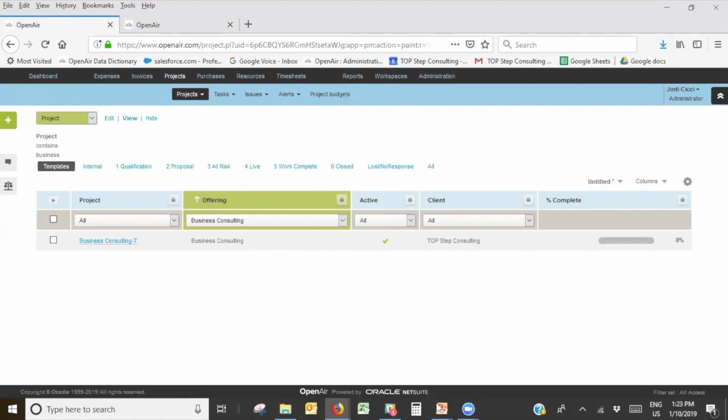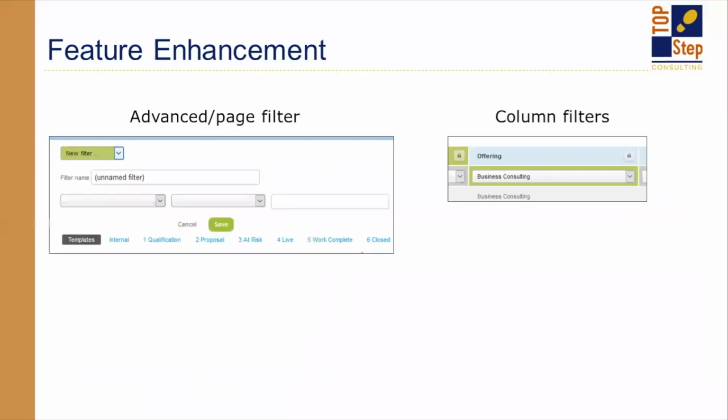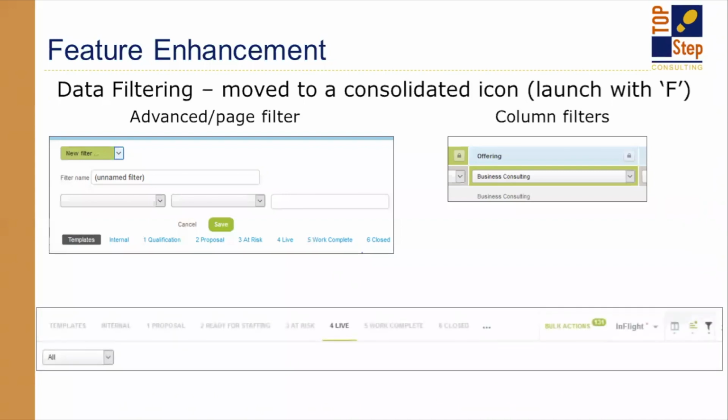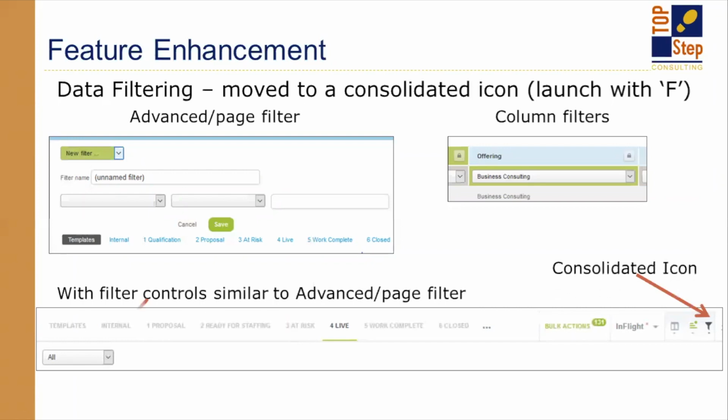in UI4. Okay. In UI4, the filtering has been moved to a single consolidated icon that you can launch with the letter F as a short key. So far we have B for bulk, O for order by, F for filter. And when you click on F, it basically opens up just a little drop-down menu that says all. So it's not very exciting when you hit the letter F because very little shows up, but the menu is very similar to what you've set up with your advanced page filters.